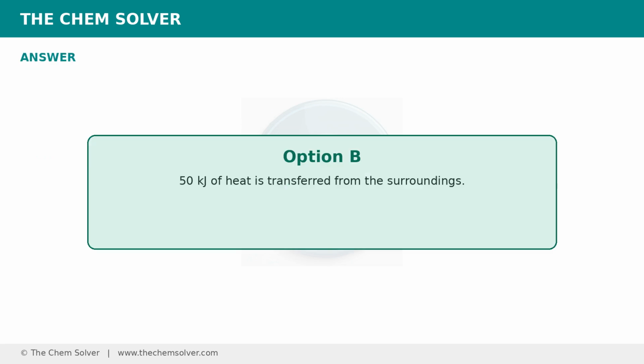The correct answer is option B. 50 kilojoules of heat is transferred from the surroundings.